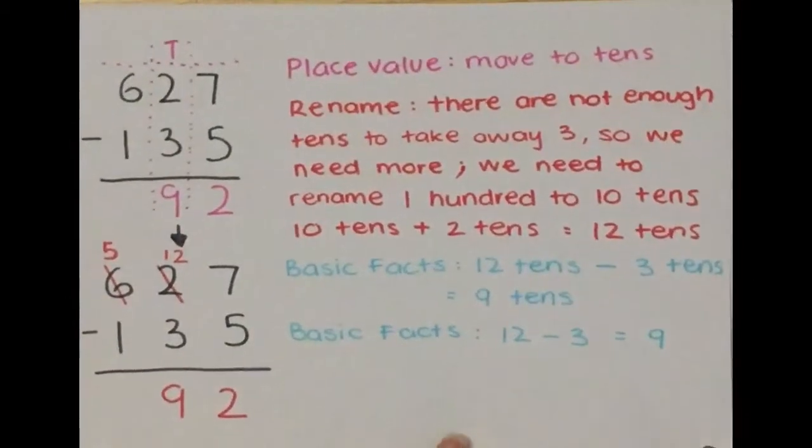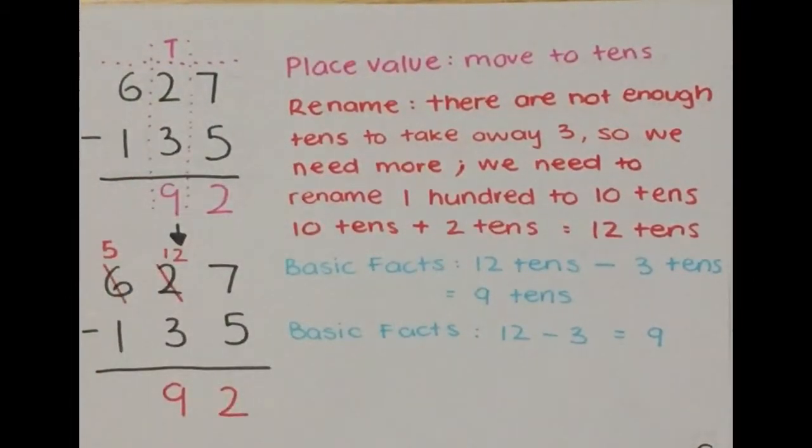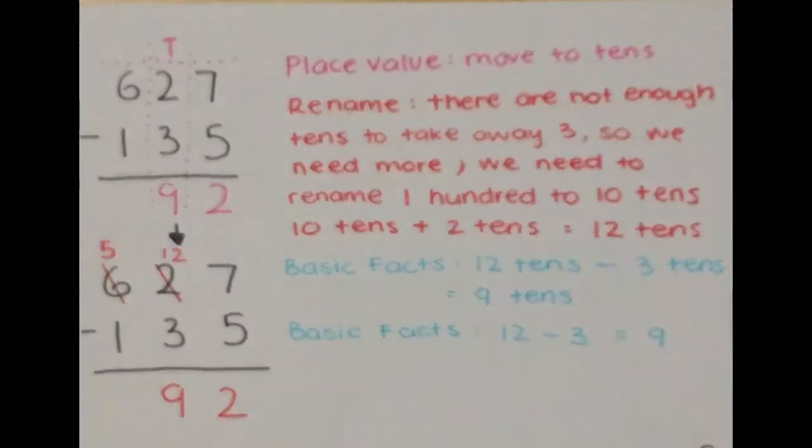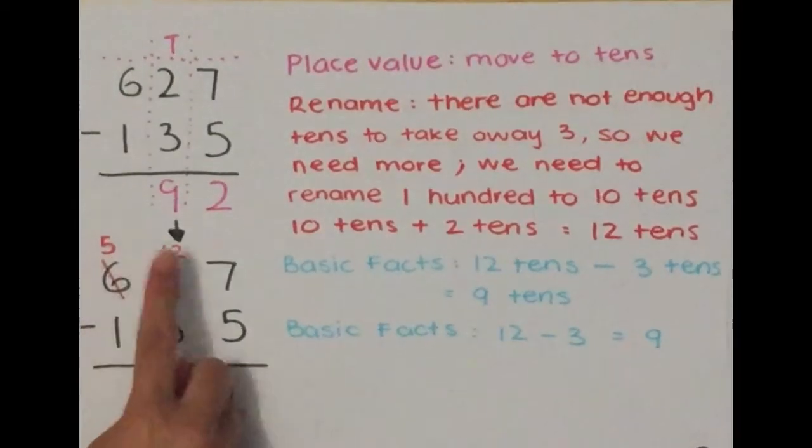Next is the tens column. There are not enough tens to take away 3, so we need more. We need to rename 100s to 10 tens. 10 tens plus 2 tens equals 12 tens. That's 12 tens take away 3 tens equals 9 tens. 12 take away 3 equals 9.